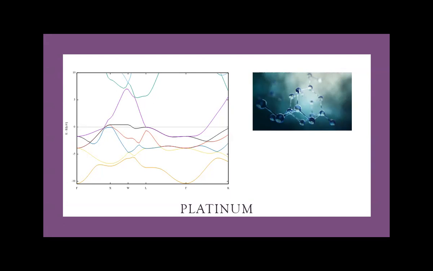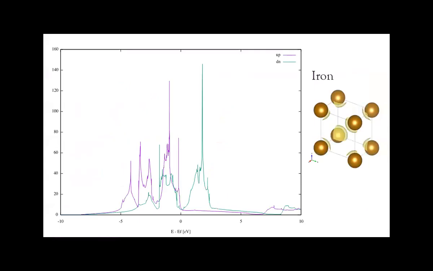I suppose if the band gap is sufficiently large, then would that result in us having an insulator? Right, exactly. If you're above 5 electron volts, you're usually called an insulator. If you're between 3 and 5 electron volts, you're called a wide band gap semiconductor. So that's platinum. This is iron.